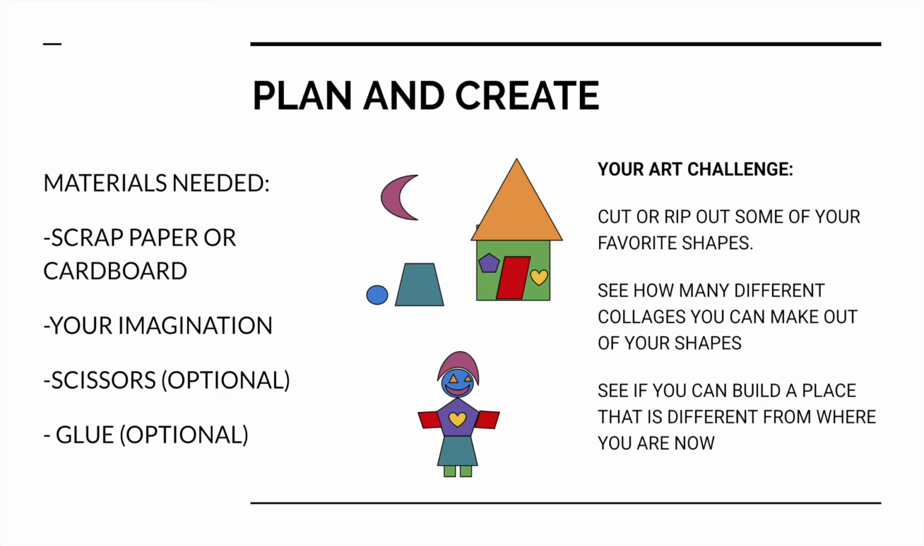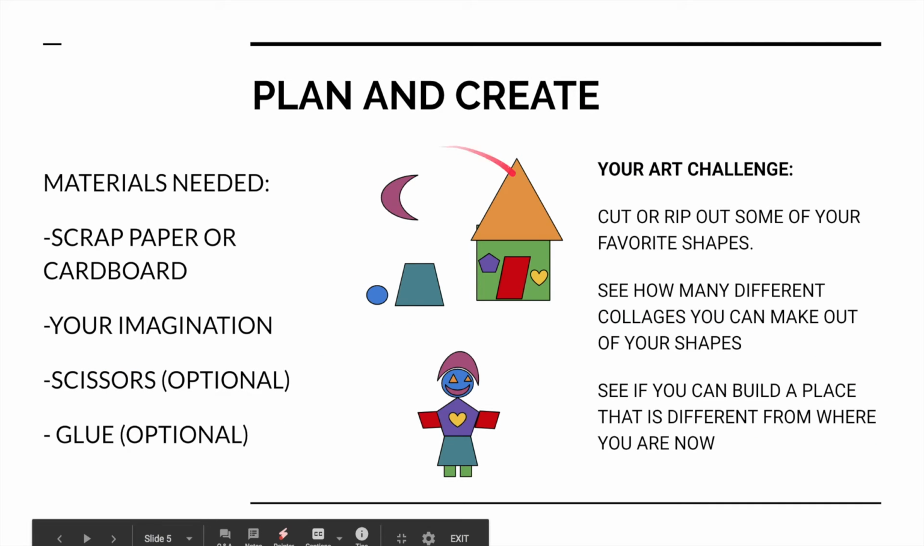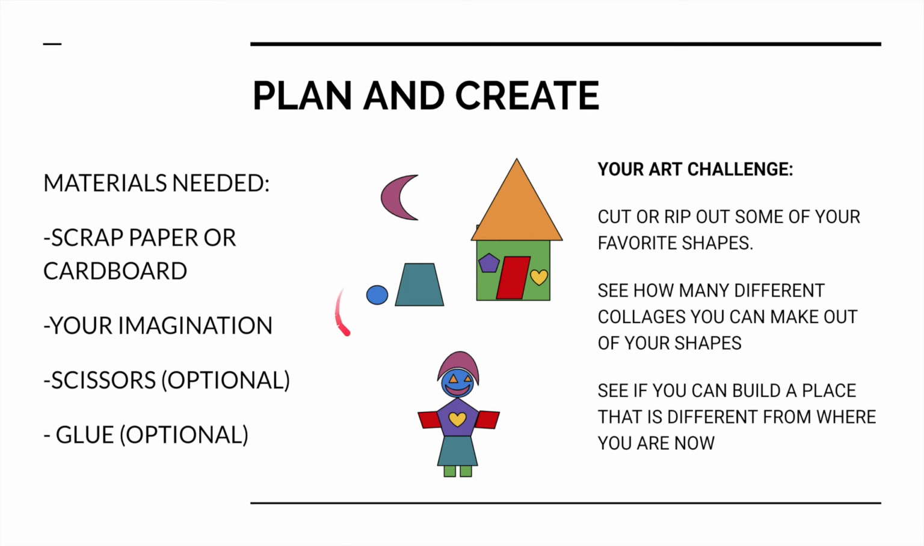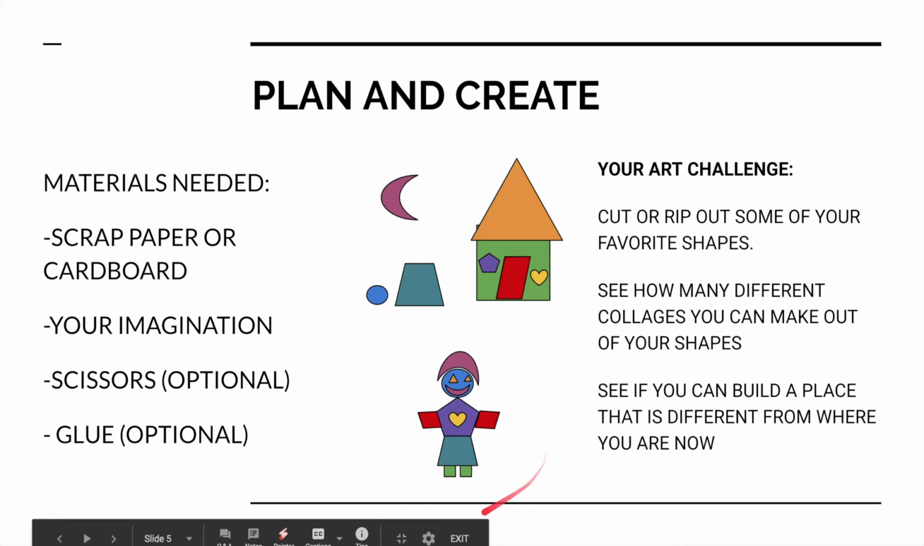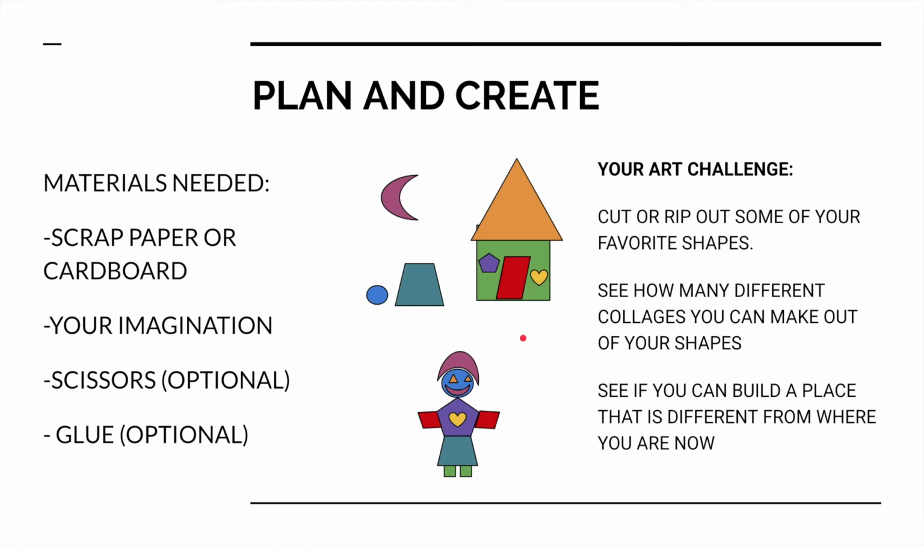If you look here, I took the shapes from the slide before and I made two different images. I made a house with the moon and a pool and a ball to play with because I'm in an apartment and I think a pool would be so much fun. I also took those shapes and I made a little person. I want you to see how many different things you can make with the shapes that you create.